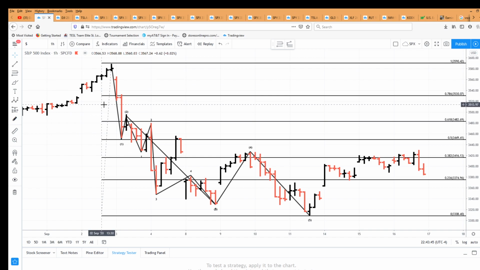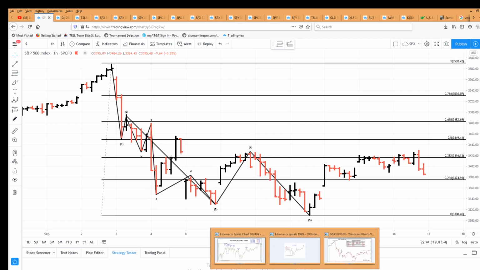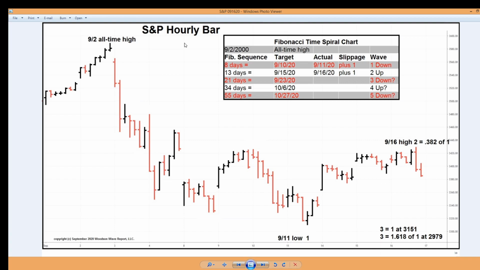Let's get into the time here. All right, we're going to look at dates. That's September 2nd. This low is September 11th, and this high is September 16th. So if we can look at our, I believe I have it here. No, I don't. Let's see where I have that at. It is right here. Okay, here's that same hourly bar. There's the September 2nd high, the September 11 low, and the September 16 high.